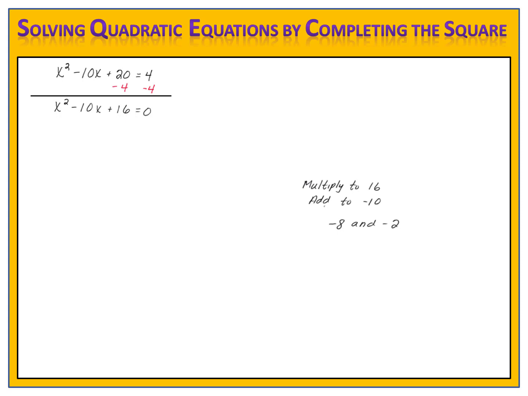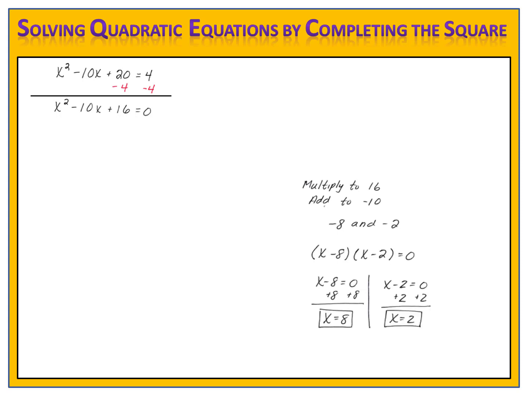I could very easily rewrite this in factored form and then solve each factor set equal to 0 for x, finding that x equals 8 and x equals 2. It's actually a fairly simple equation to solve. But you could use completing the square if you really wanted to, and you will come up with the same solutions. Allow me to show you.